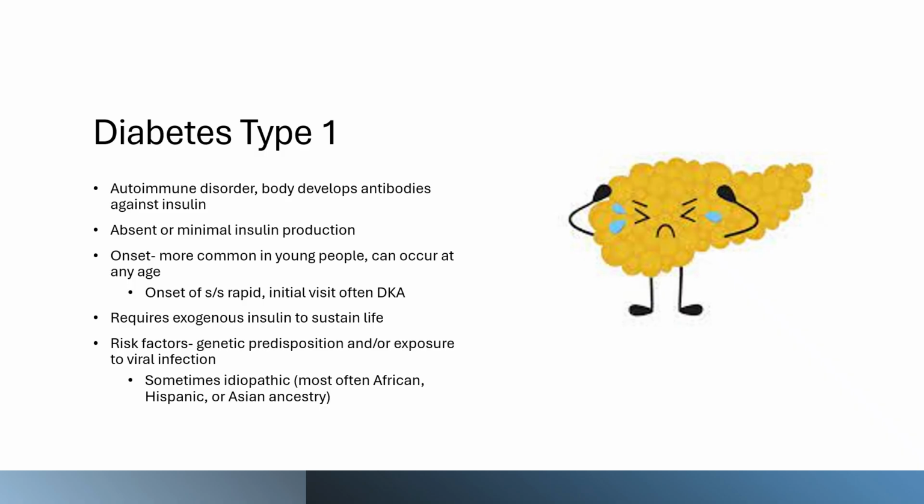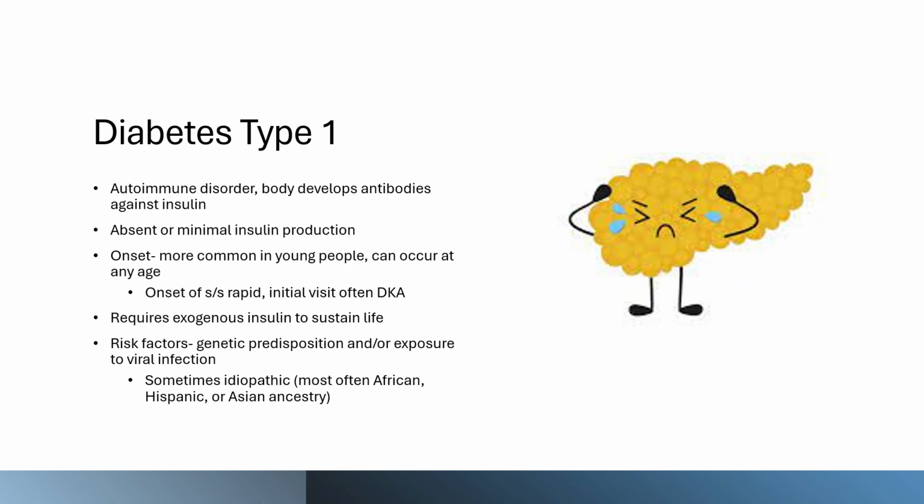The onset, it's more common in young people. However, it can occur at any age, but we do typically see that they're diagnosed as younger people. The onset of signs and symptoms is rapid, and initially what happens is the patient comes in and they have DKA, diabetic ketoacidosis. And so they come to the hospital, and that's generally where they end up with a diagnosis of type 1 diabetes. Like I said, they require external insulin to sustain life.